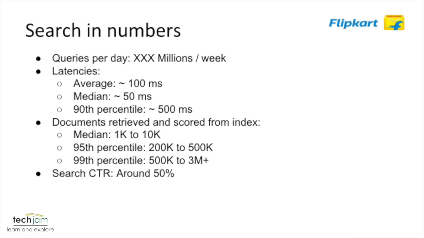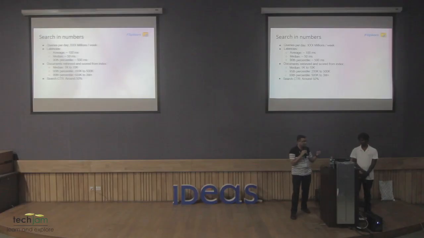So with that background, let me give you some numbers to tell you the kind of system that we have running. As I said, we get about a few 100 million queries in a week, roughly of the order of hundreds of millions. The kind of latencies that we see, these are internal latencies, and what you might see on your client might be very different because the network adds latency on top of it. But internally, our system is able to respond to queries in 100 milliseconds on an average. The median is 50 milliseconds, and the 90th percentile is around 500 milliseconds.